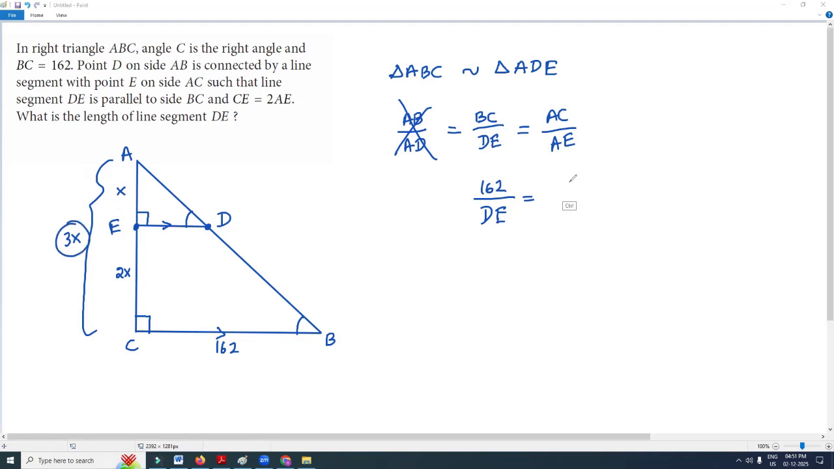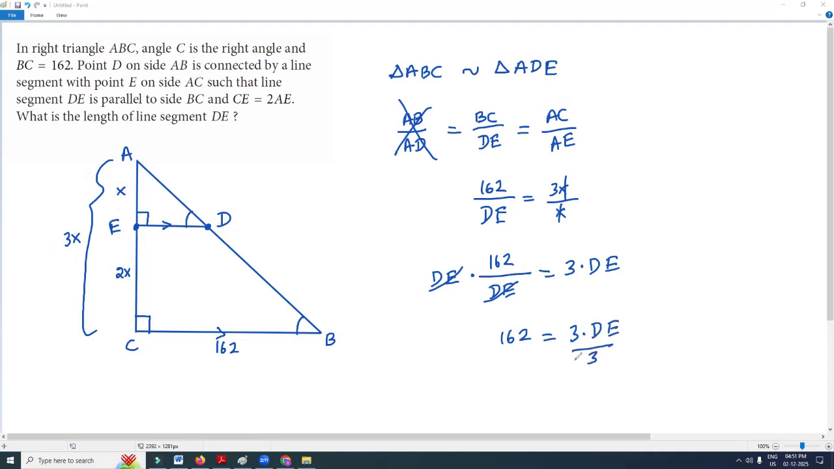Let me plug in this 3X for AC over here. And the length of AE is X. Let me plug in X for AE. This X will cancel out. I am getting 162 over DE equals 3. Okay, now let me multiply both sides of the equation by DE. Let me do it. Then DE over here will cancel out. I am getting 162 equals 3 times DE.